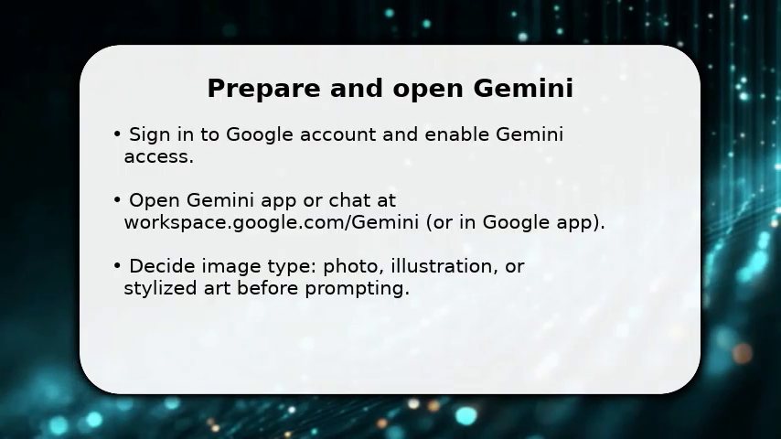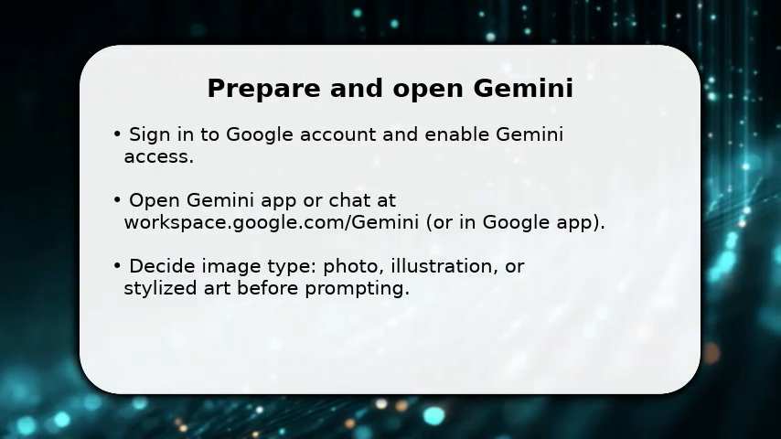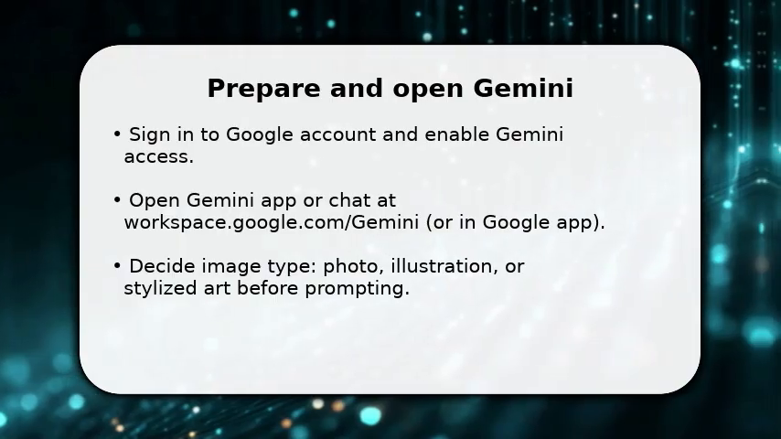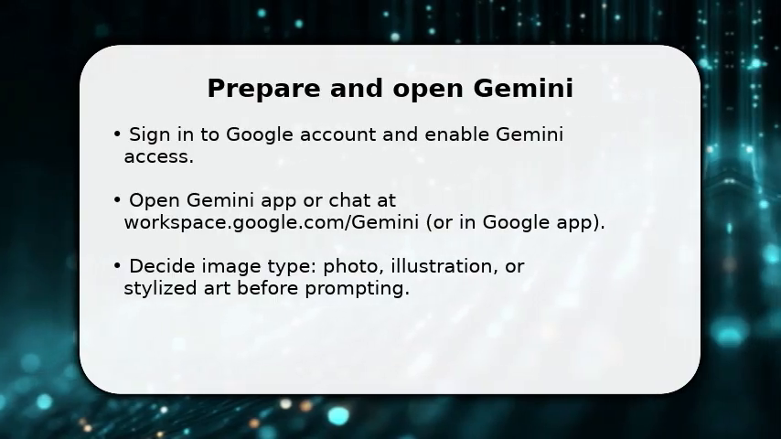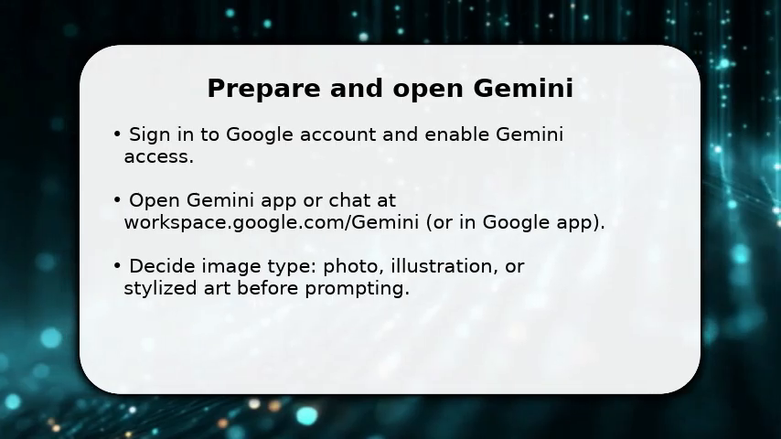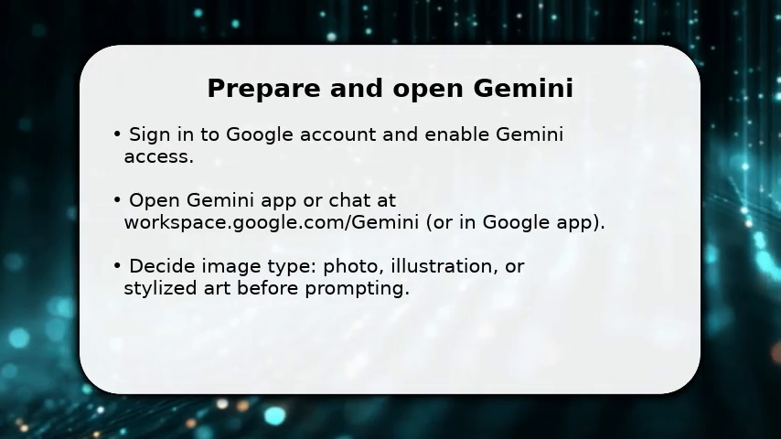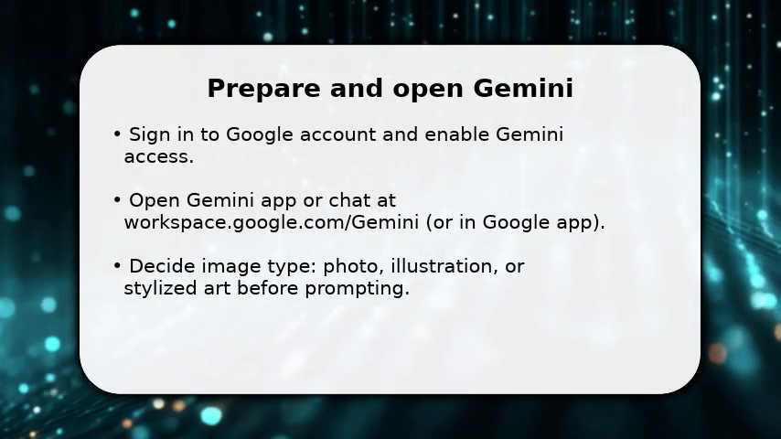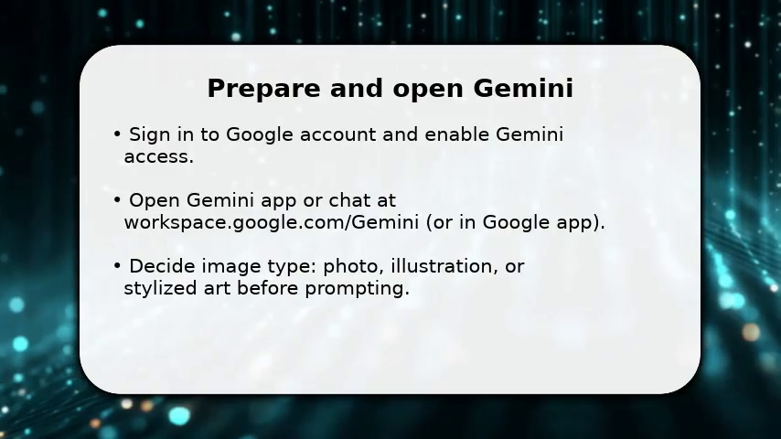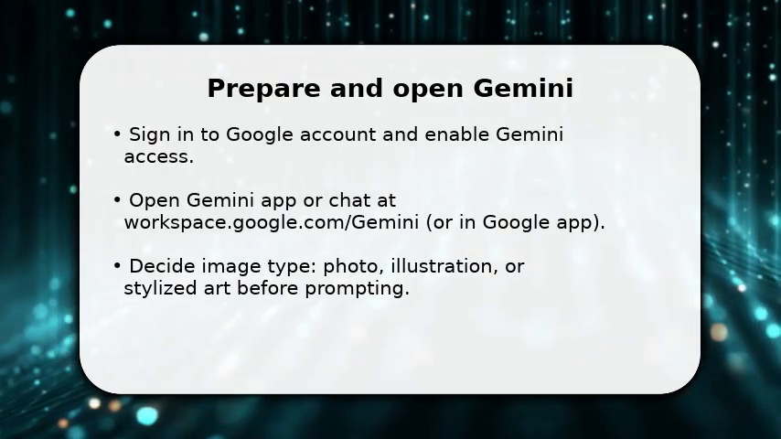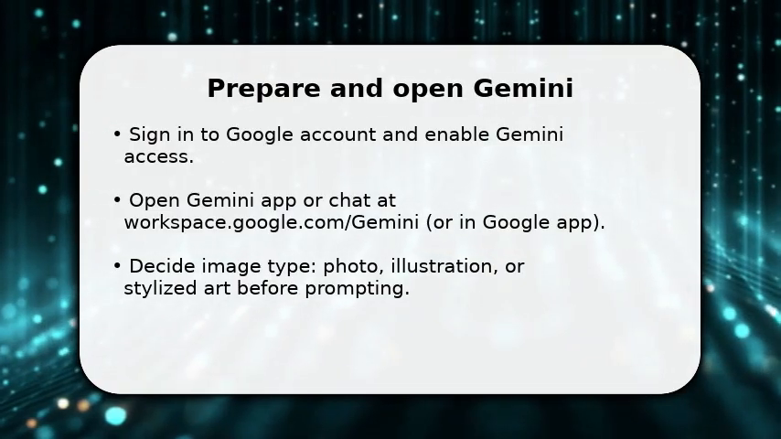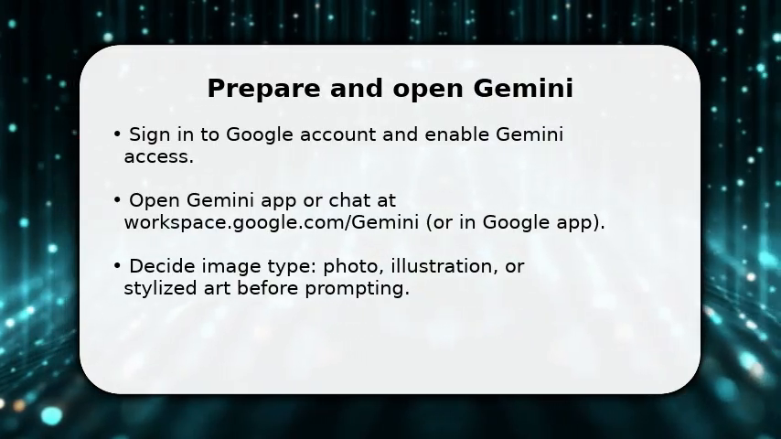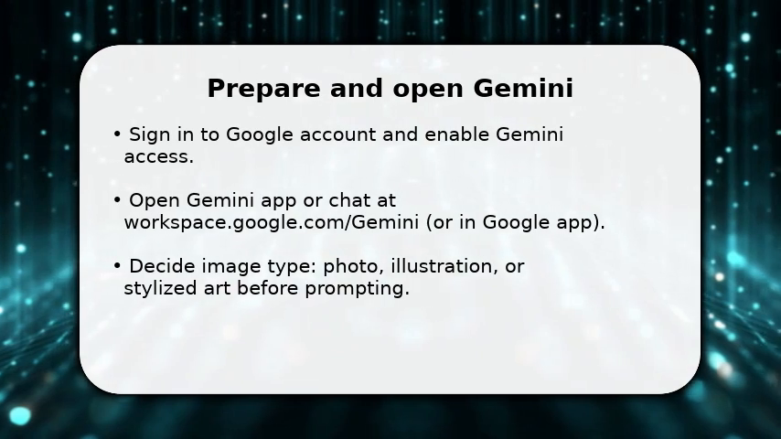You start by signing into your Google account and ensuring Gemini access is enabled. This gives you the image tools immediately. Once done, open Gemini in the web or mobile app and pick the image mode, photo, illustration, or stylized art, so the model knows constraints. You should also gather reference details: subject, mood, color palette, and aspect ratio like 16:9 or square. These prerequisites make your first prompt precise and reduce wasted iterations when you generate the first image.